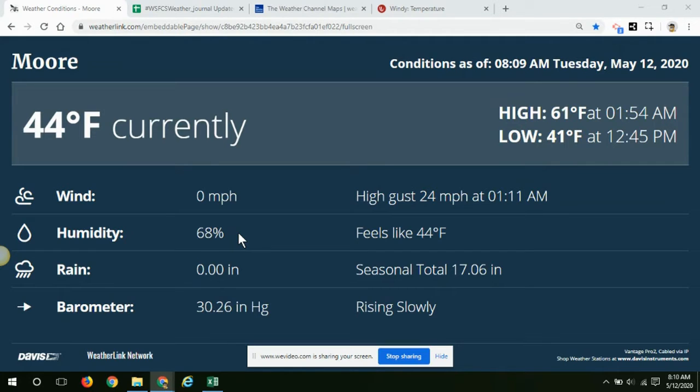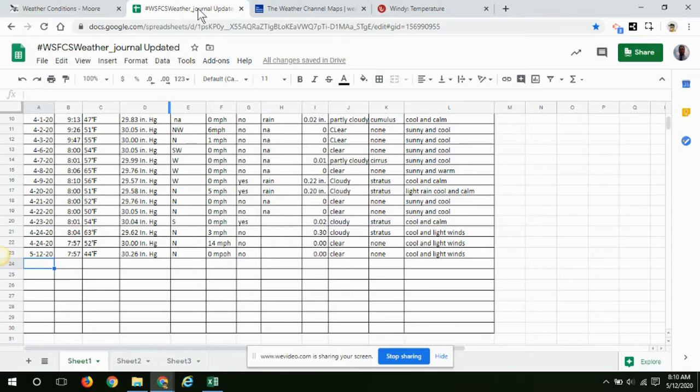We haven't had any precipitation in the last 24 hours, and we have this air pressure. The barometer is reading 30.26 inches of mercury, and is rising slowly. So we should see things clearing with the rising of that today, and especially with our humidity at 68%.